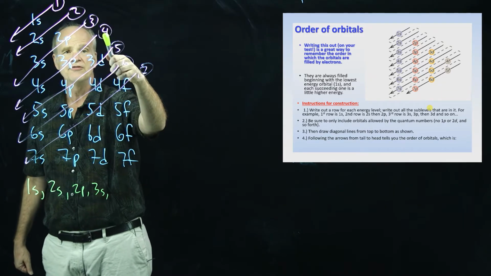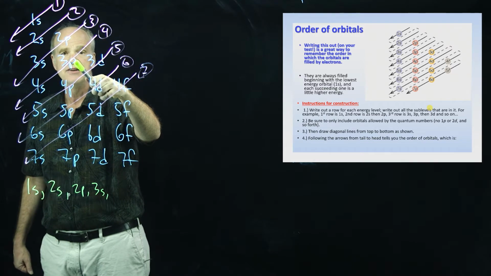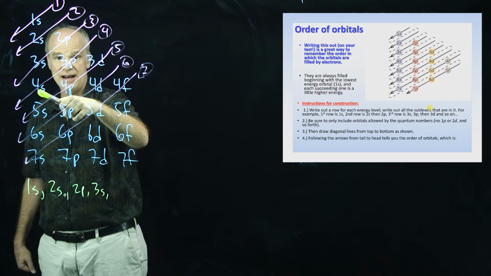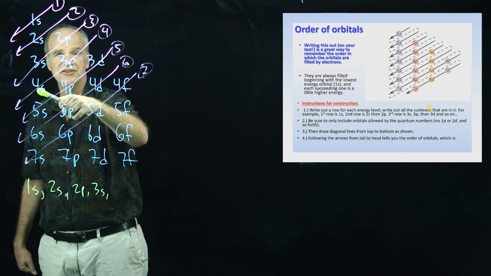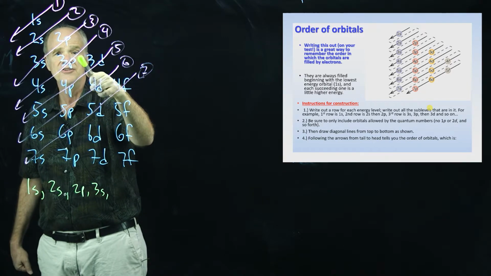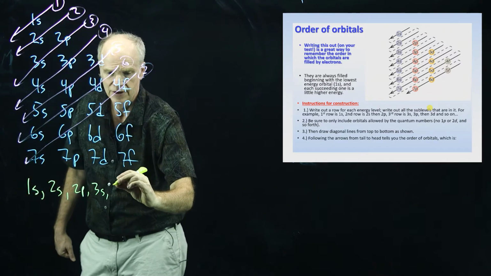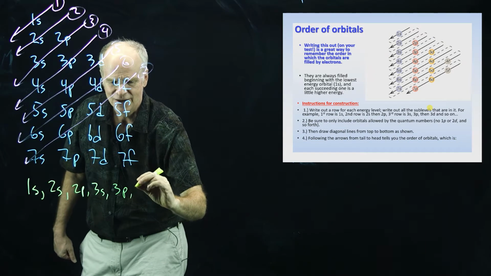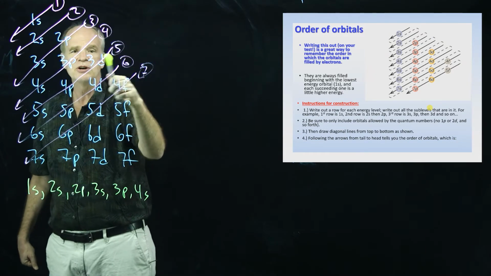And then go to the fourth diagonal, it's 3p, and then notice it's not 3d. You go to the fourth diagonal, it's 3p 4s. So 4s actually has a little bit lower energy than 3d. So it's 3d 4s, or excuse me, 3p 4s. Okay, now we go to the fifth diagonal.